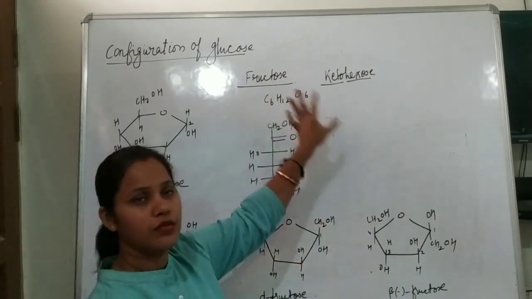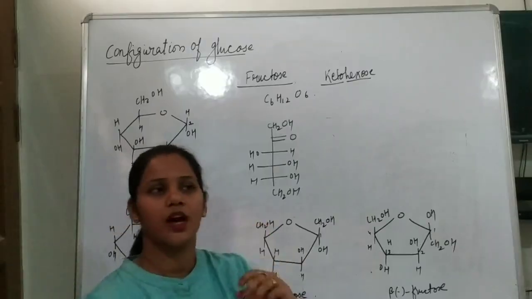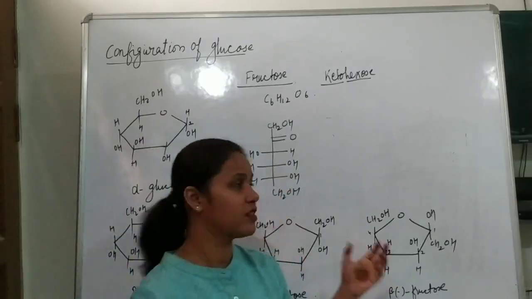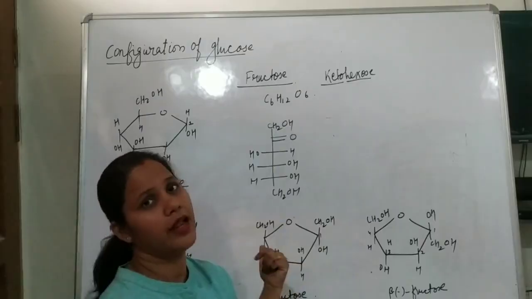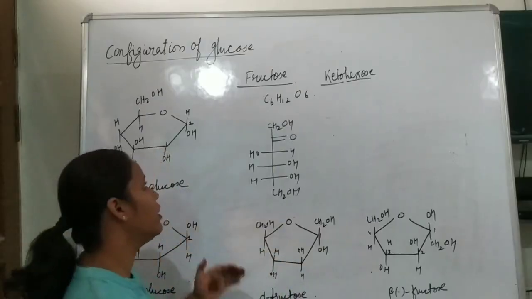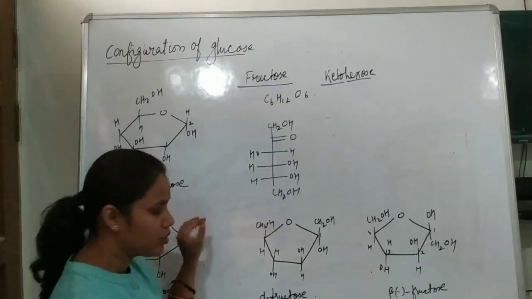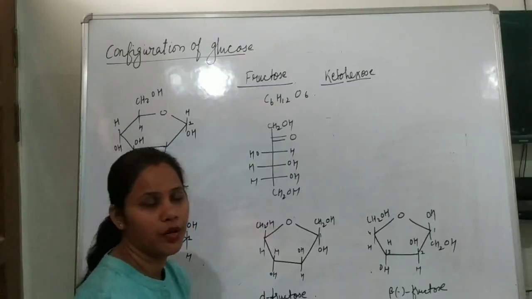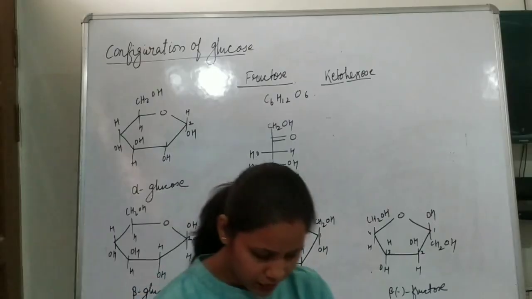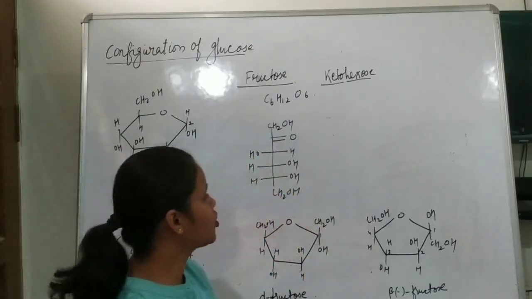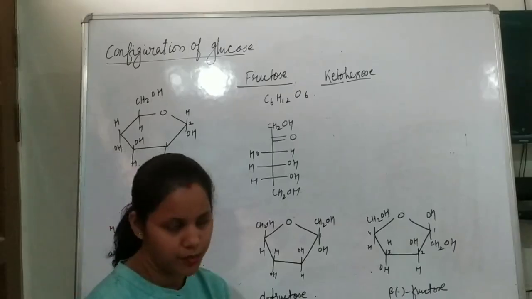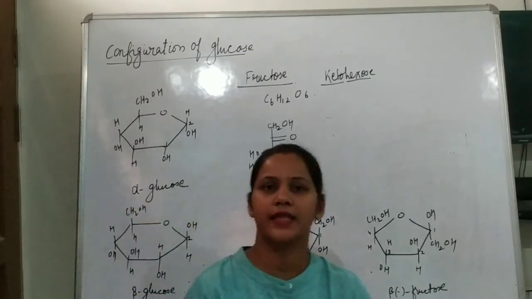Okay, fructose and glucose are very similar. The only difference lies in the functional group. Glucose has an aldehyde group and fructose has a ketone. So the existence is very similar. Now I hope you have understood this much. Now we will move on to the next important thing, that is a disaccharide.